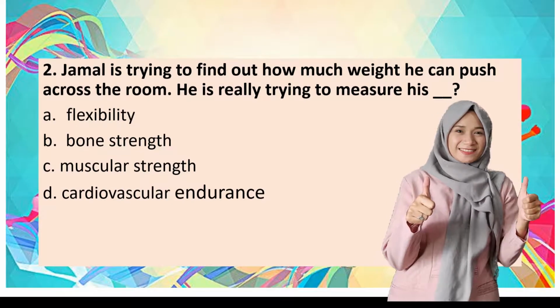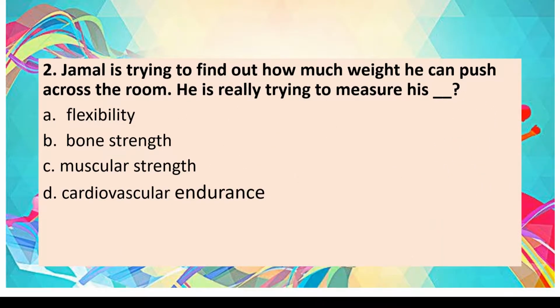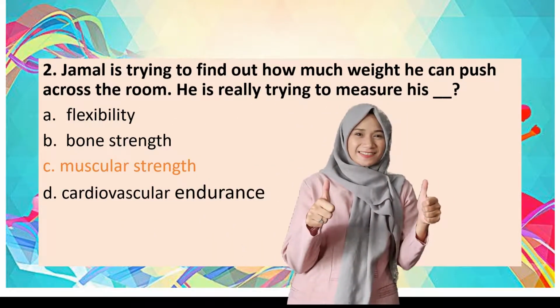Question number 2. Jamal is trying to find out how much weight he can push across the room. He is really trying to measure his blank. A. Flexibility, B. Bone strength, C. Muscular strength, and D. Cardiovascular endurance. Very good. The correct answer is muscular strength.